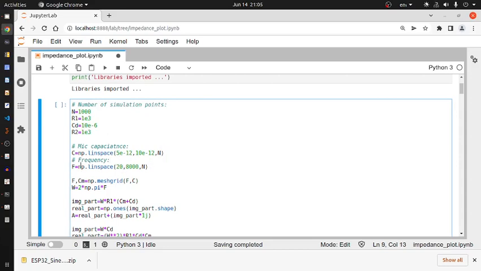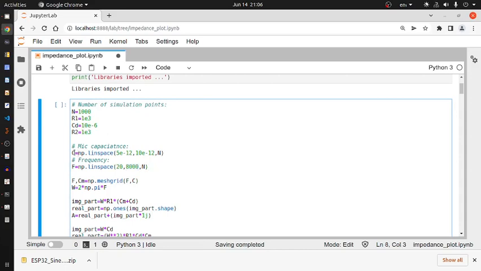And the frequency is within the audio range. We focus on frequencies from 20 hertz up to 8 kilohertz, and there we need n sample points to simulate the experiment. That's why n is there. That means 20 to 8000 Hz, and within that range I want n samples which are equally spaced.